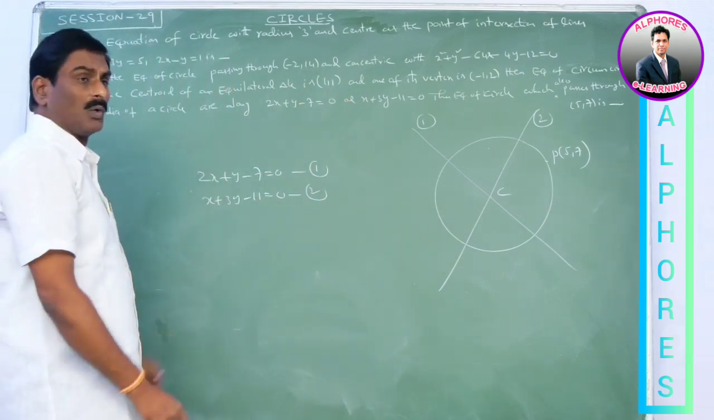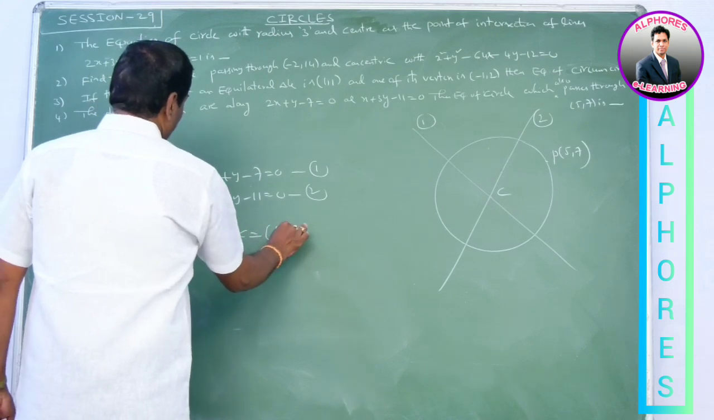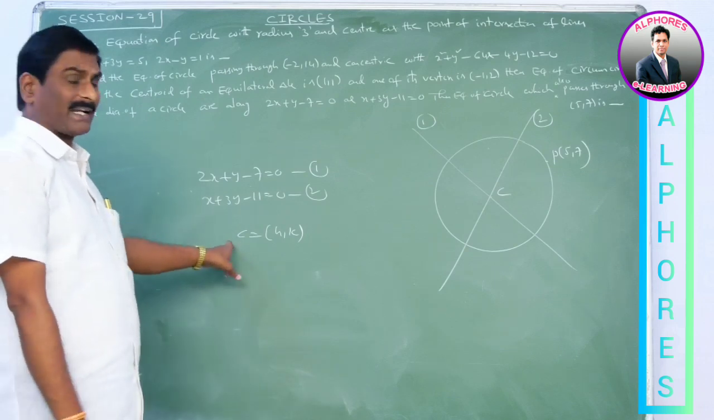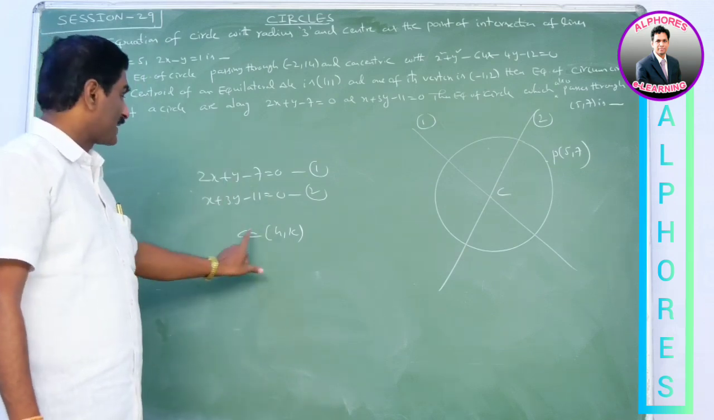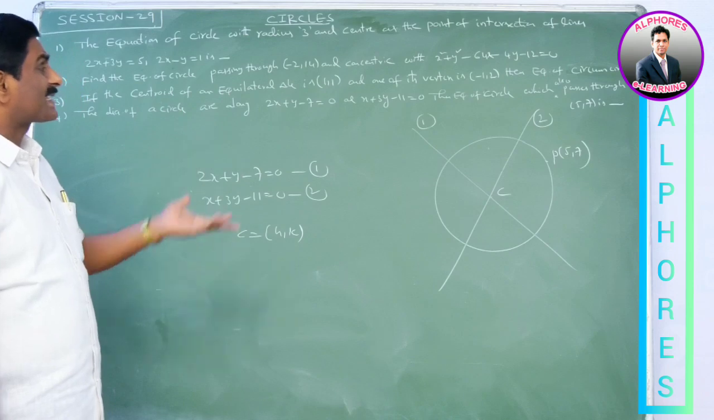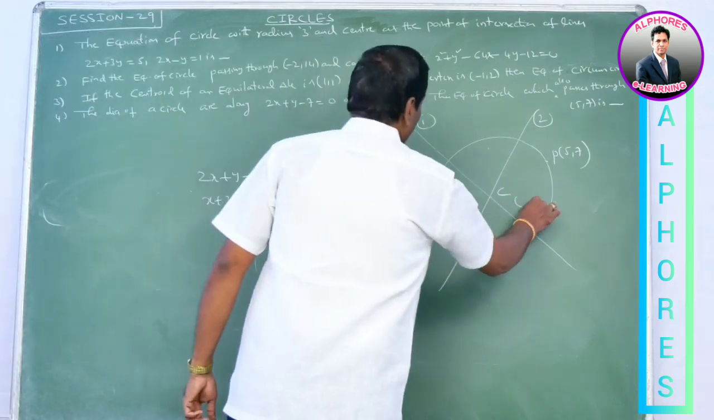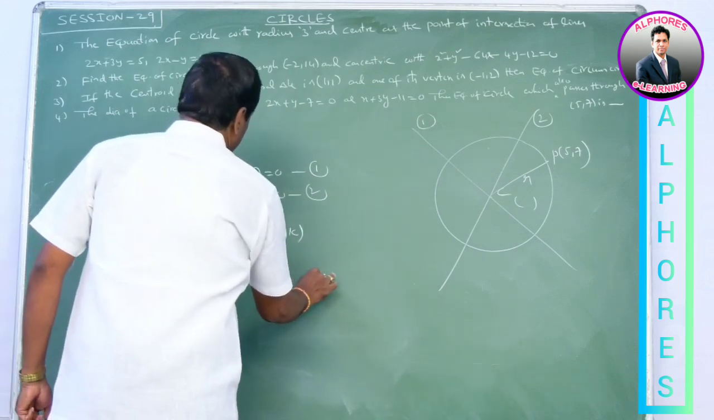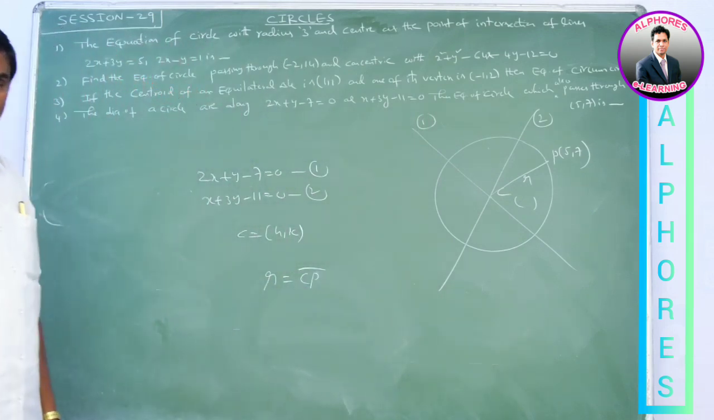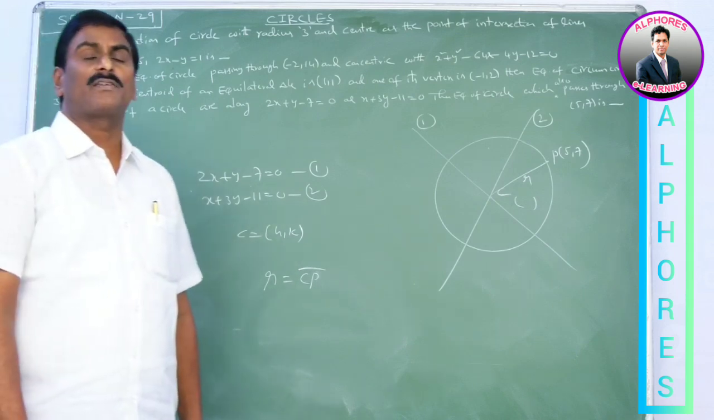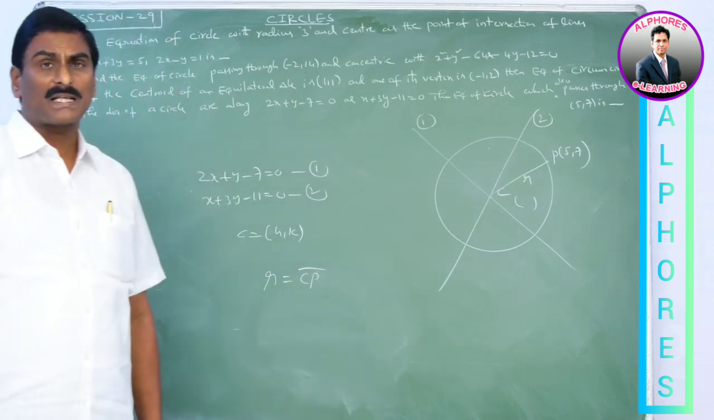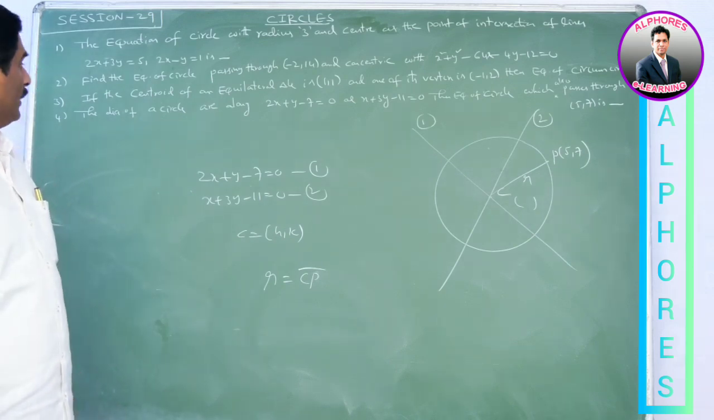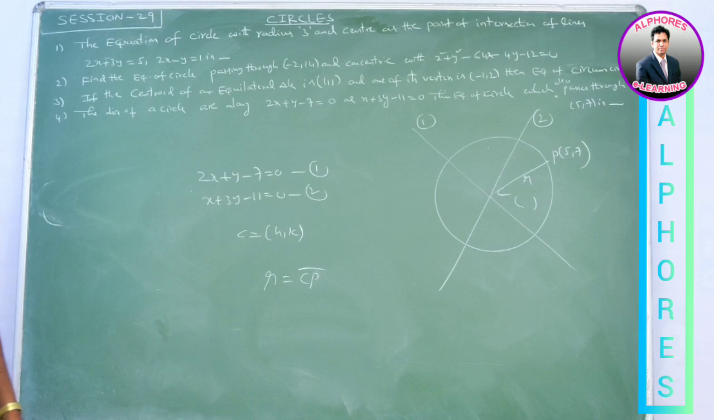By solving 1 and 2, we get the center C (h, k). By the elimination method or the substitution method, solve these equations. We get the center (h, k). After finding the center, what is the radius? Radius of the circle is nothing but CP. R is equal to CP. Find the distance between C and P. If the center and radius are given, what is the equation of the circle? (x minus h) whole square plus (y minus k) whole square is equal to r square. Okay.